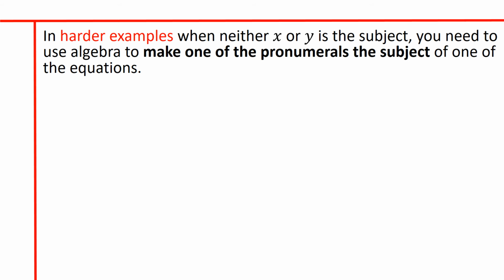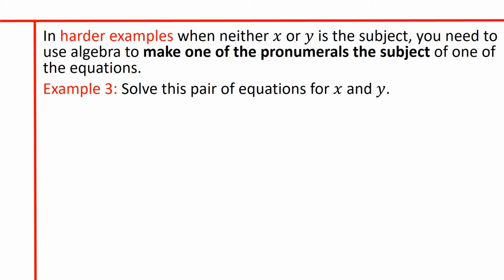Okay, third and final example. So in harder examples, when neither x or y is the subject, you need to use algebra to rearrange and make one of the pronumerals the subject of only one of the equations. So let's have a look at an example of this. So you need to copy down this sentence again and all of the working out.